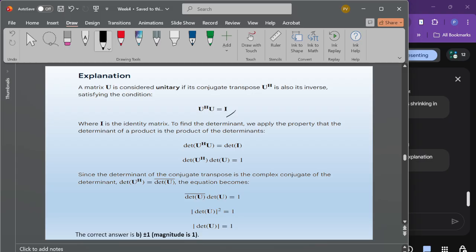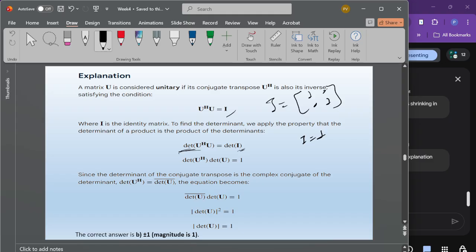So determinant of U^H U is equal to determinant of I, if we apply the determinant on both sides of the equation. We can break it: determinant of U^H into determinant of U is equal to determinant of I, because determinant of I will equal 1 only. The identity matrix we know, right? That is 1 0 0 1. So determinant of I will be 1 only. That's why here we have taken 1.